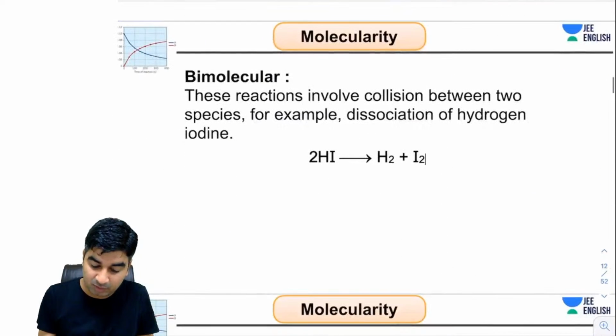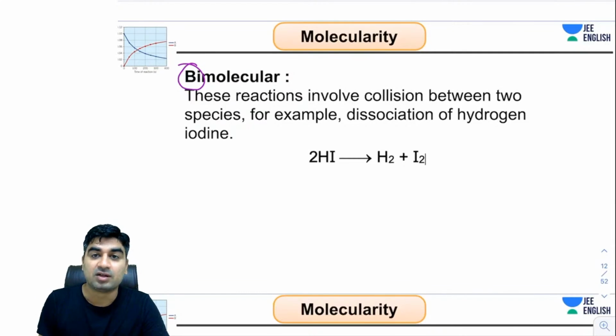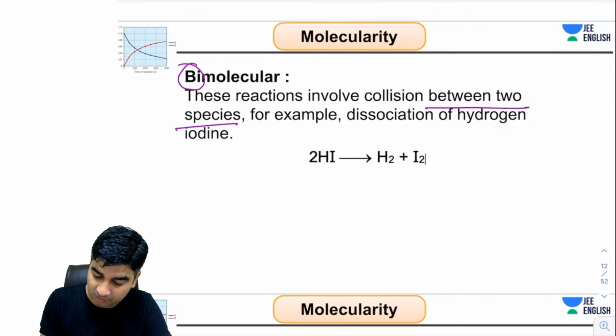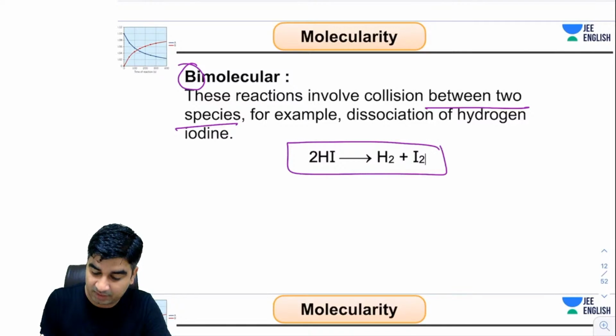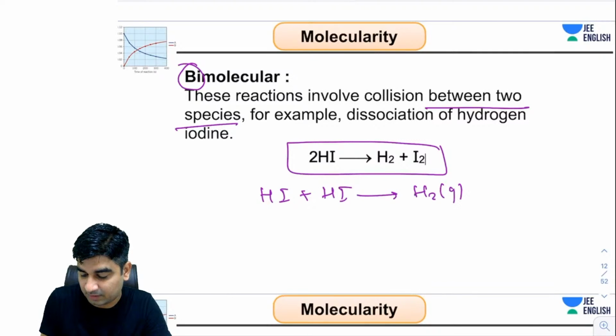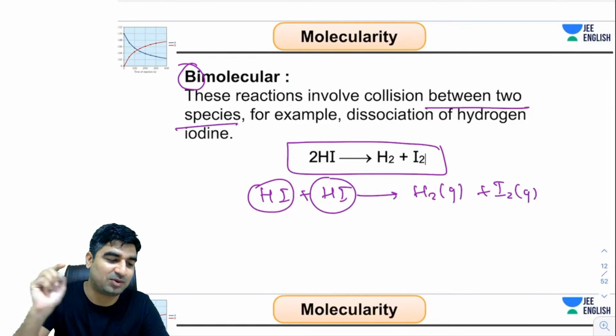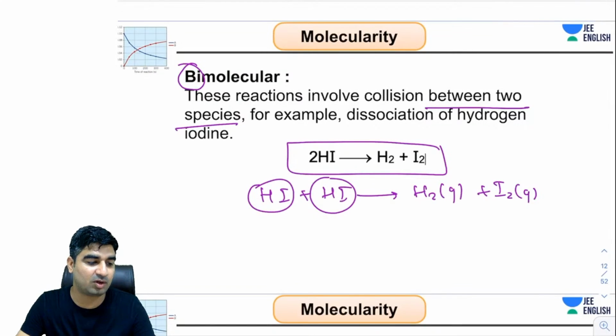So now what is bimolecular? Bi, the name suggests two. These are the reactions involving collision between two species. For example, hydrogen iodide. I have written this. So two HI molecules are colliding to give you H2 gas plus I2 gas. Now these two are colliding. We call it a bimolecular reaction. I hope you got my point.